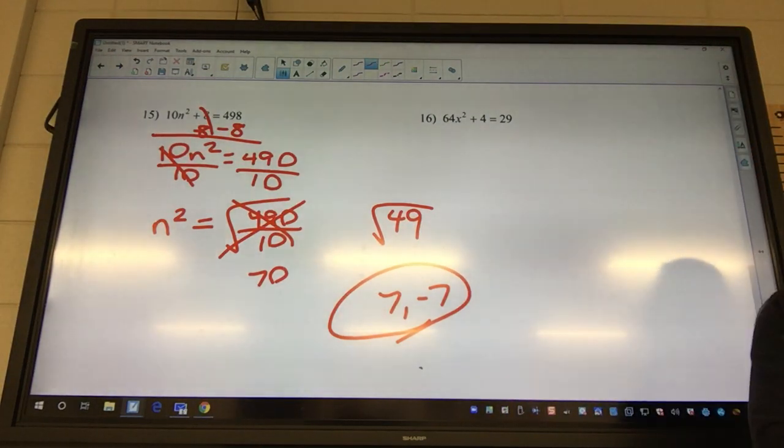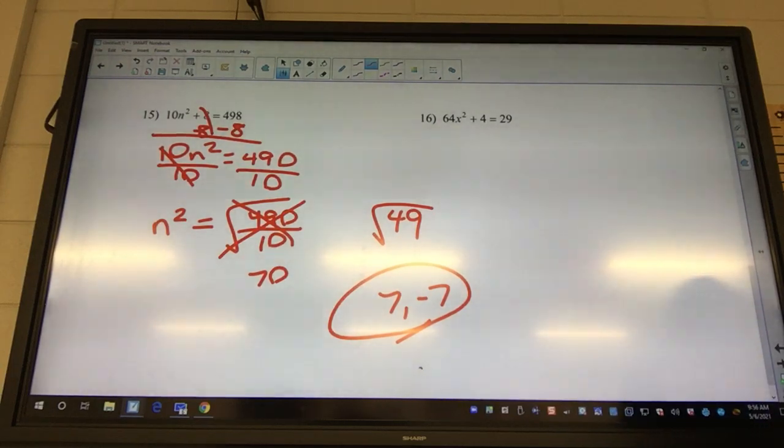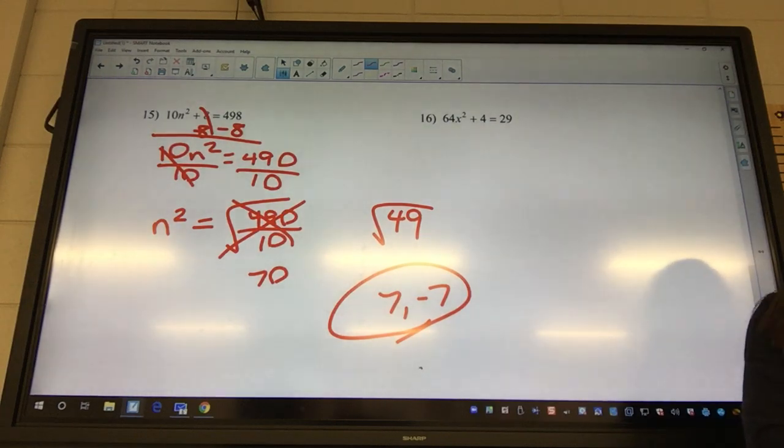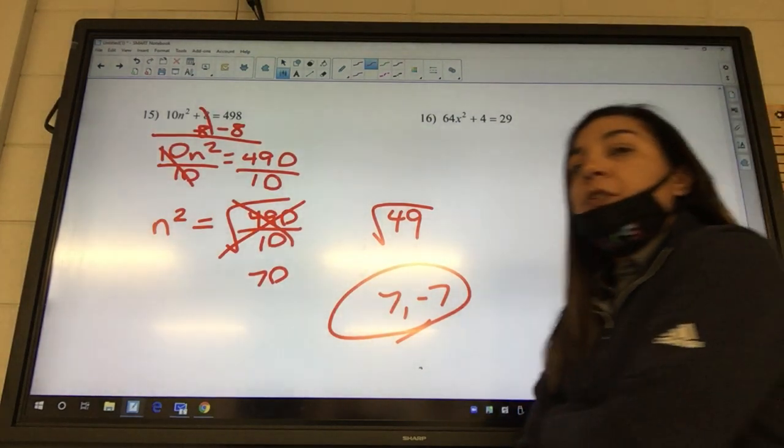Where do you get the 7 and negative 7? Because the square root of 49 is 7 and negative 7. We got the 49 by that division.